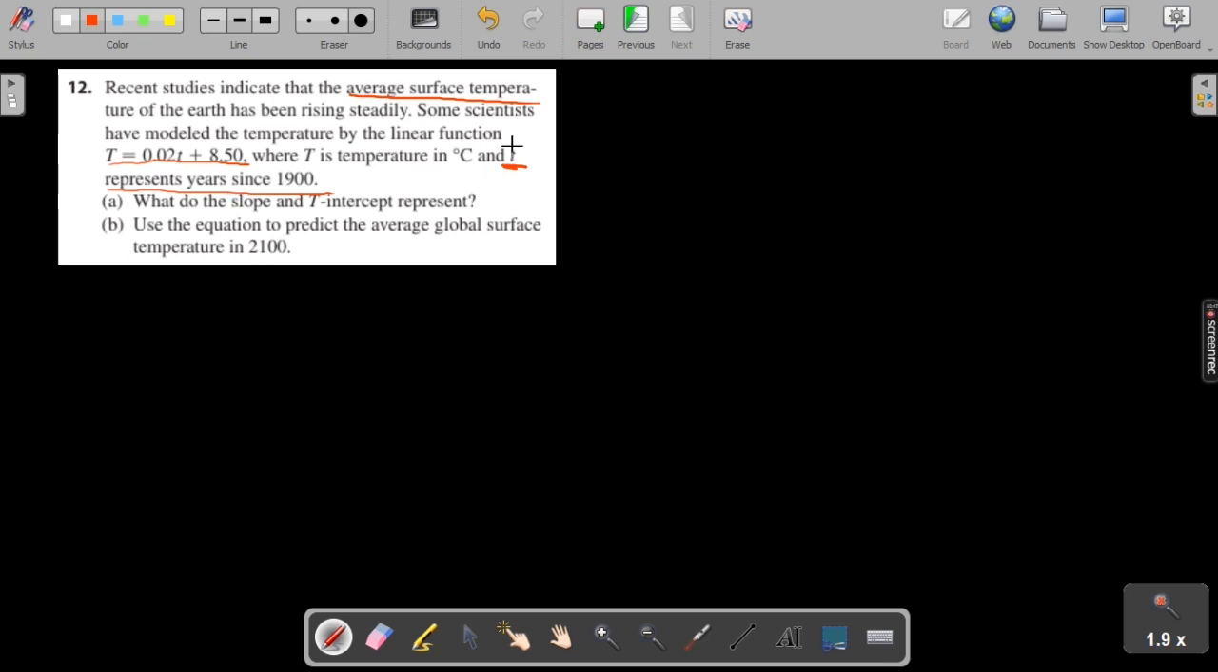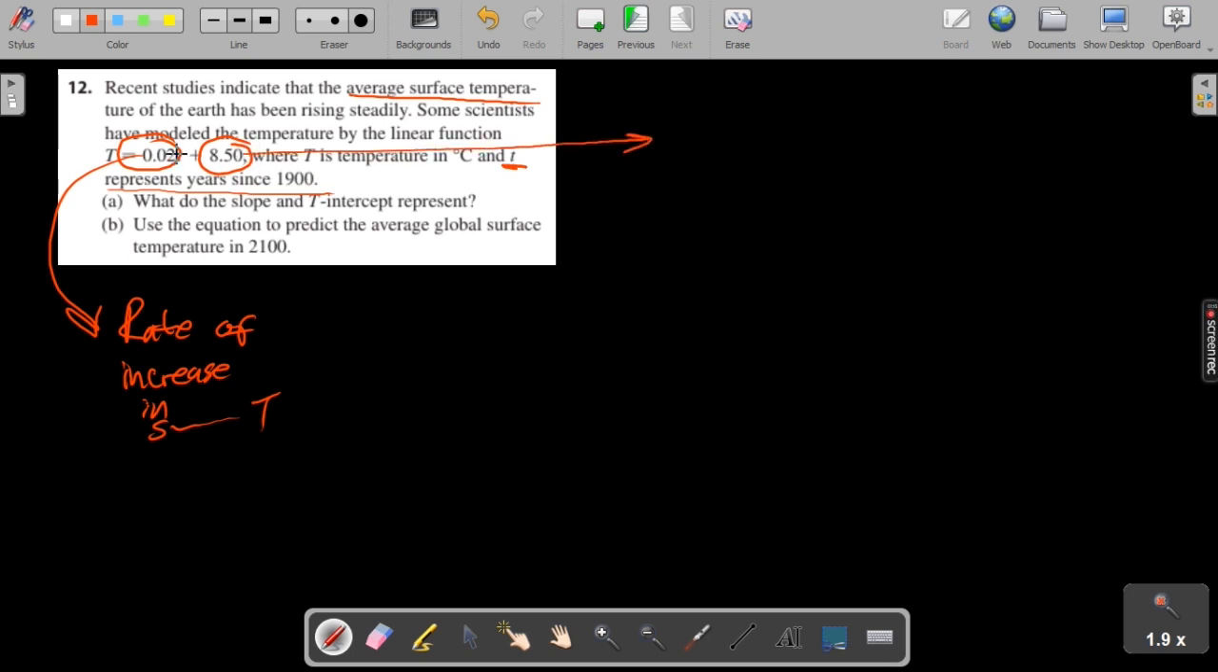So that's very important. First question says, what do the slope and T-intercept represent? So the slope would be this part here, 0.02. That part represents the rate of change or the rate of increase. It's the gradient. So the rate of increase in surface temperature, right? And this would be the surface temperature at time 0.